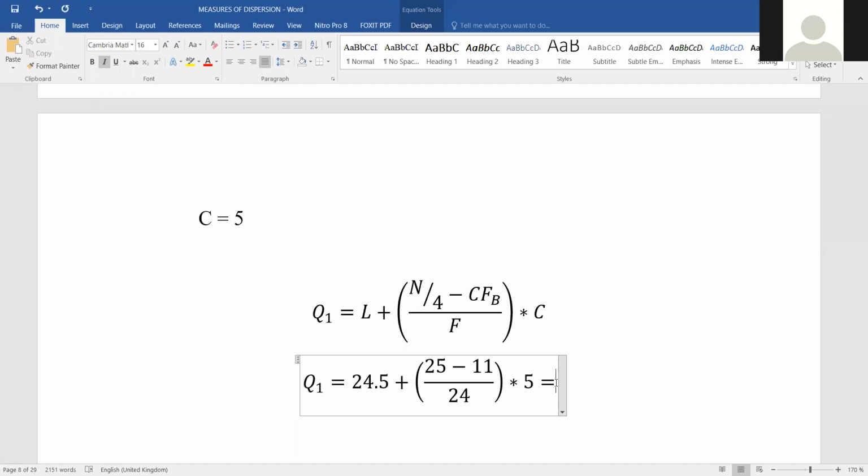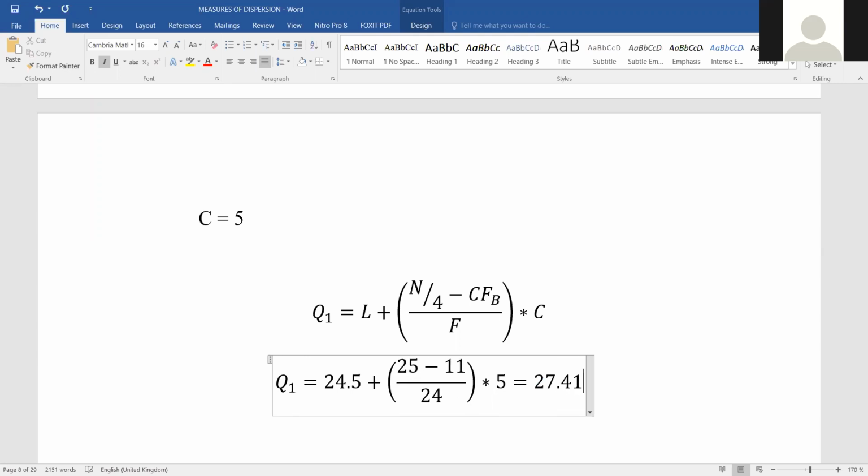Mubarak, over rounding off. So it is 27.4167, 0.4167.